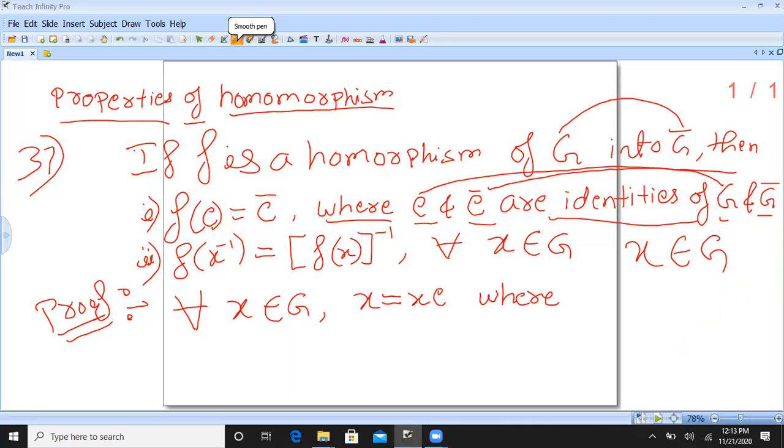Where e is the identity of G. So we can write x = xe.